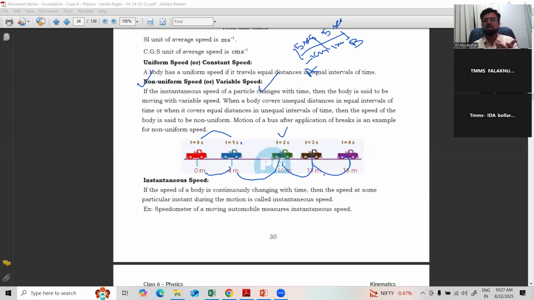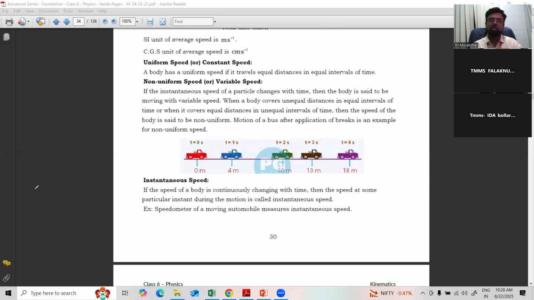Variable means changes: unequal time for equal distance, or unequal distance for equal time. Whereas uniform is nothing but: a body has uniform speed if it travels equal distance in equal intervals of time. Same distance, same time. Then you can call it moving with uniform speed or constant speed. If not, we can call it variable speed or non-uniform speed.